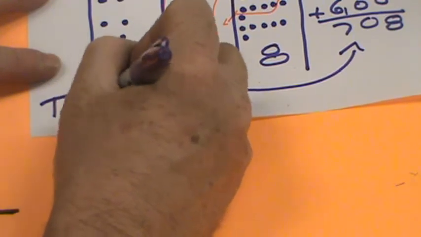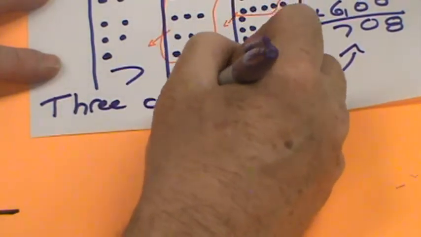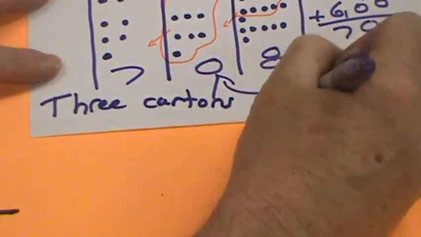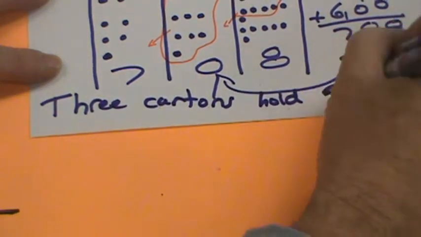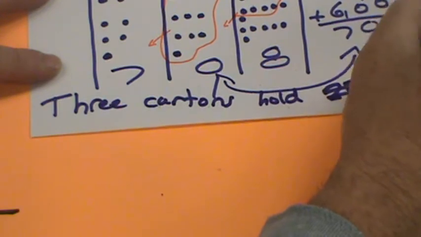Now we can write 3 cartons hold 236. Whoops, no. What am I saying? 708 milliliters, period. Go ahead and freeze that if you need to catch up. We're going to move on to our standard algorithm.